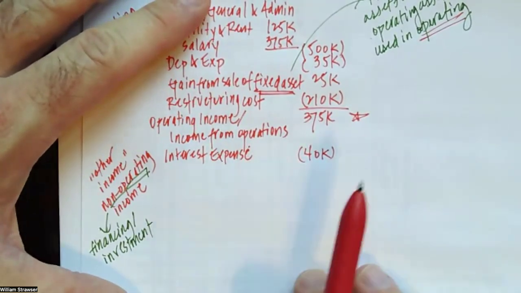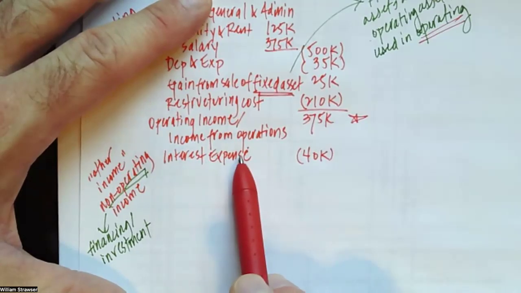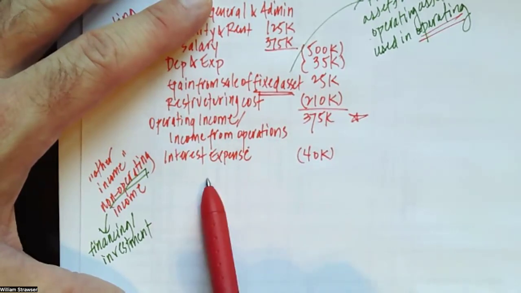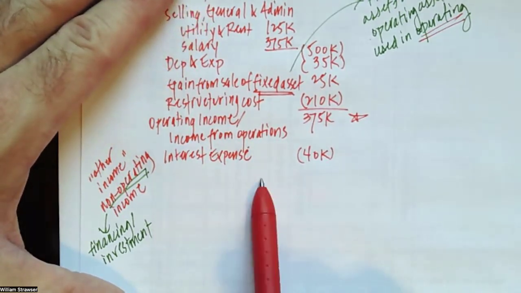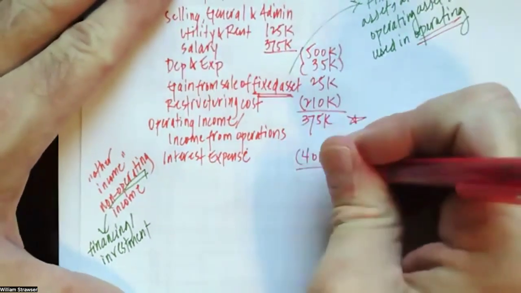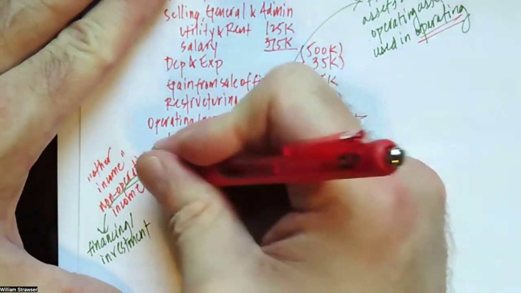Remember, interest revenue would go here, dividend revenue or unrealized gains and losses from trading securities would find its place here. The gain or loss on the sale of an investment would go here, but we just don't have much in this particular example. That brings me down to 335, and that is my pre-tax income.